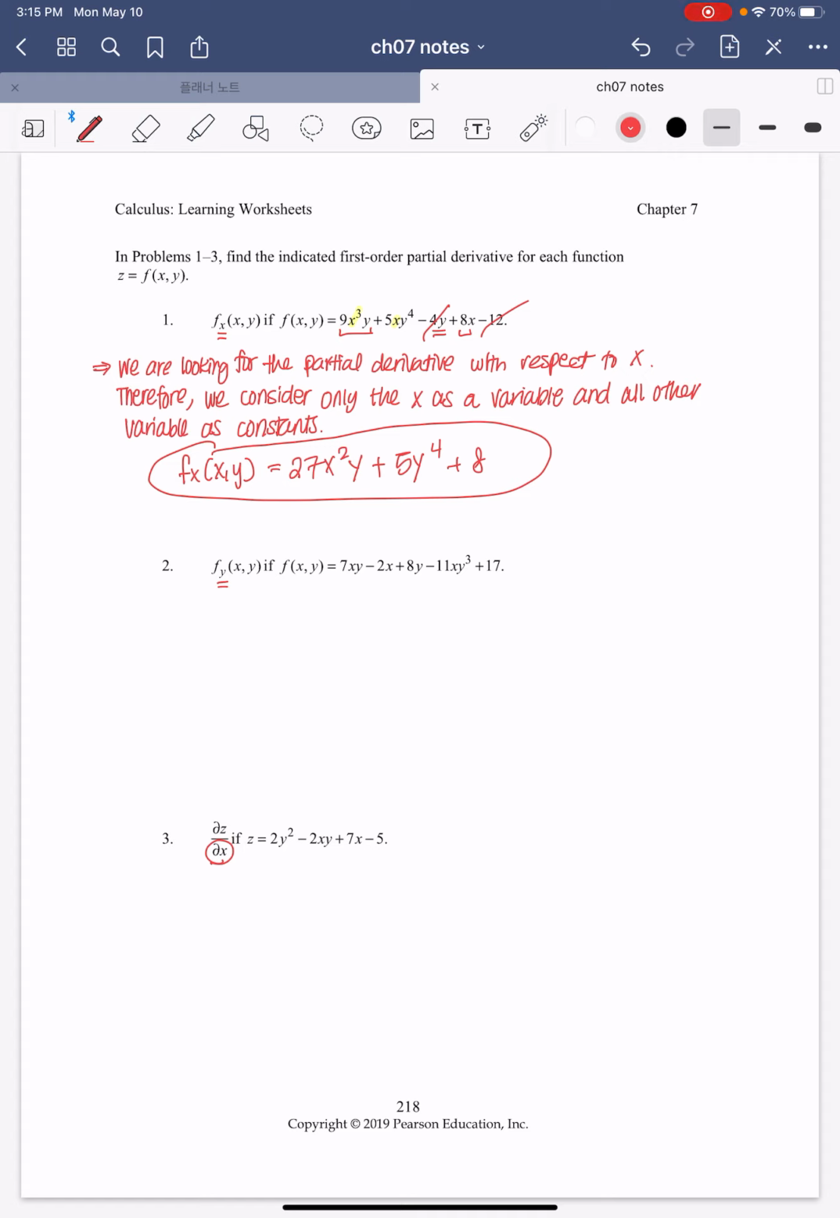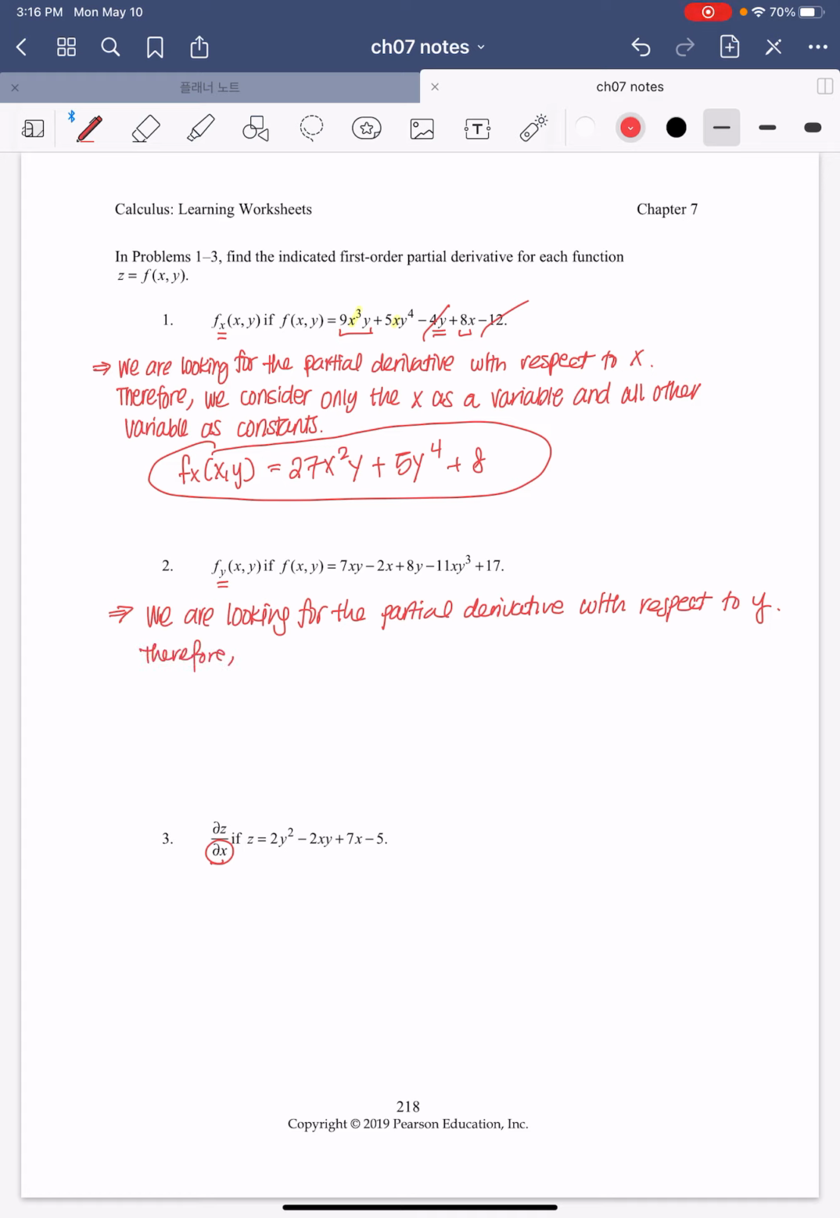Let's take a look at number 2. This time, we are taking the derivative with respect to y. Therefore, we'll consider only y as a variable and all other variables constants. So let me write one more time and then I'll stop writing it. We are looking for the partial derivative with respect to y.